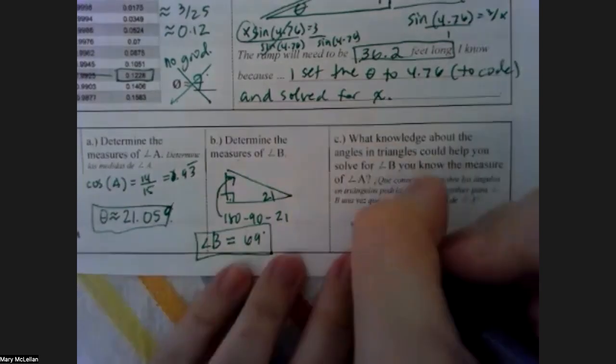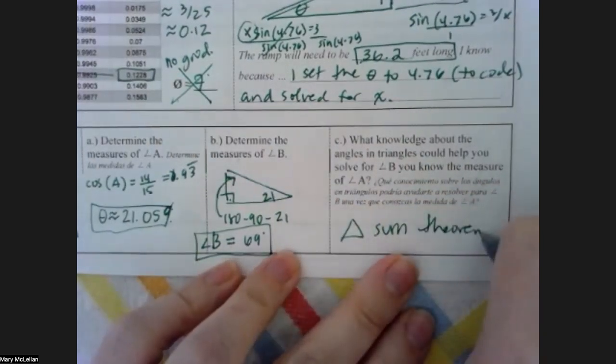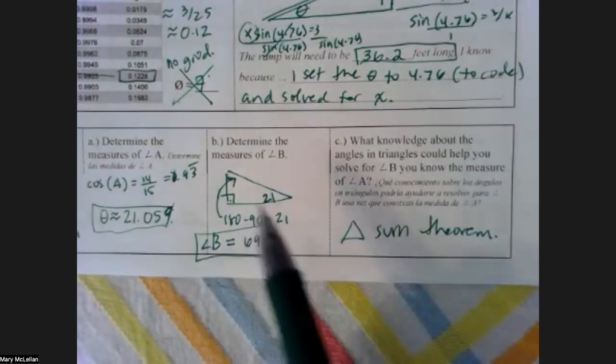Okay. And C, what knowledge about angles and triangles could help us solve for angle A given angle B? The triangle sum theorem, which we used. I could have done this using sine or cosine, but I didn't want to because guess and check annoys me.